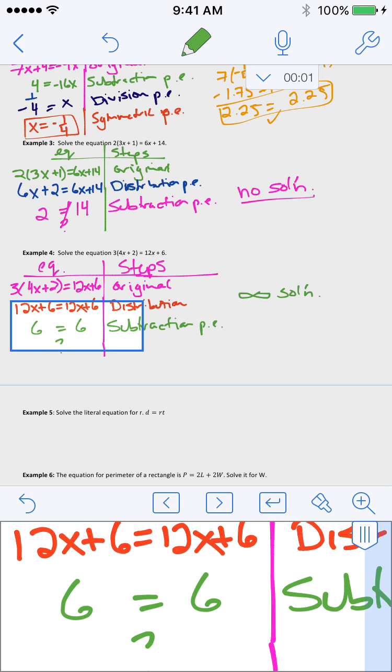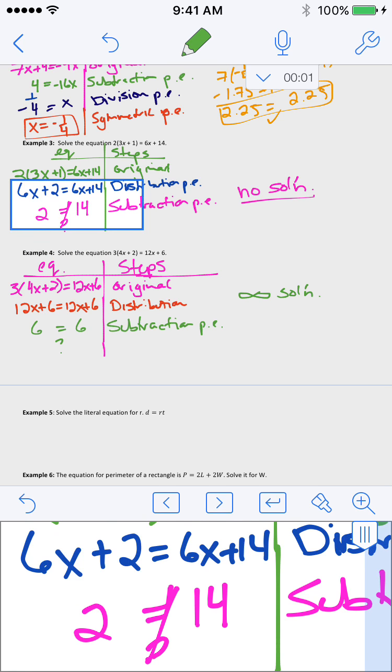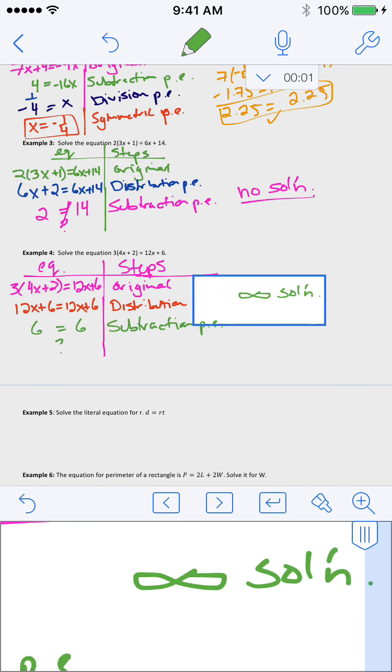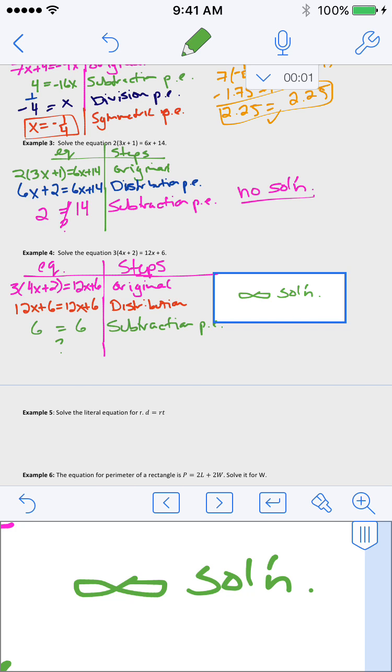Since no matter what I plug in there, it will make sense. Versus the last one, where no matter what I plugged in, it never made sense, right? So if it never makes sense, no solution. If it always makes sense, infinite solutions.